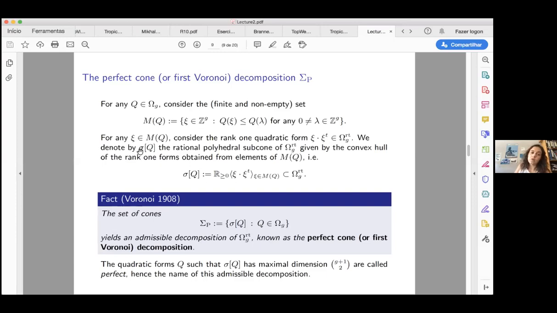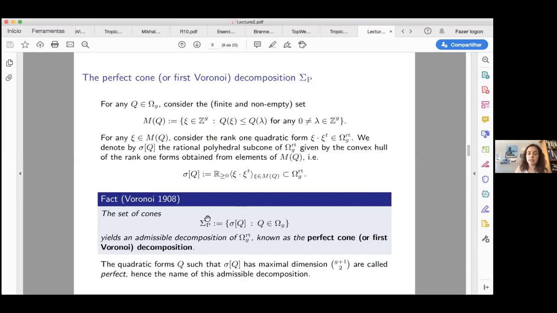And then we can define Sigma_Q to be the rational polyhedral subcone of Omega_g rational, which is given by the convex hull of the rank 1 forms that we obtain from elements in M_Q, meaning we take all c's in this set, we consider the associated quadratic form obtained by multiplying c with c transposed, and then we take the convex hull of all of these. This is a rational polyhedral cone in Omega_g rational.